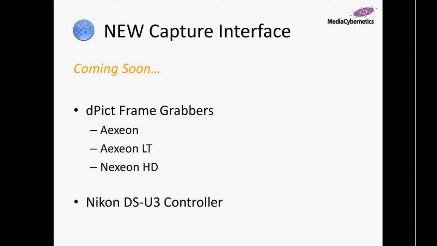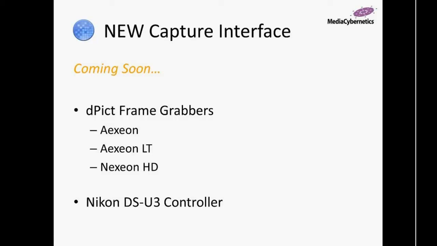And with this Axion card, you're able to support analog cameras and bring those signals in. With the LT, you can bring in simple composite video and support that as well. And with the Nexion HD, you can look at DVI and HDMI outputs of your digital cameras and then bring those directly into the board, which has an interface using this Dipix frame grabber capture interface with ImagePro Premier, now on 9.1.